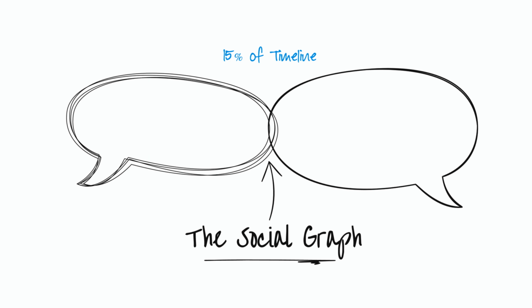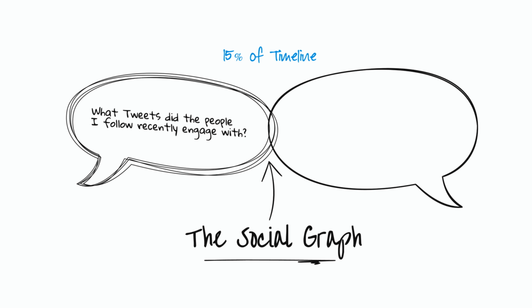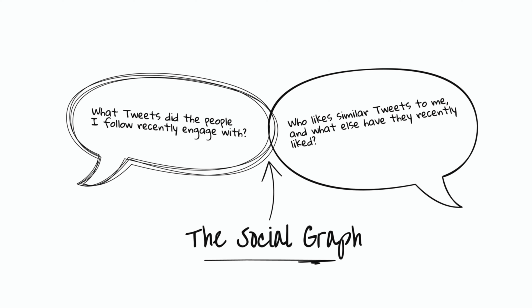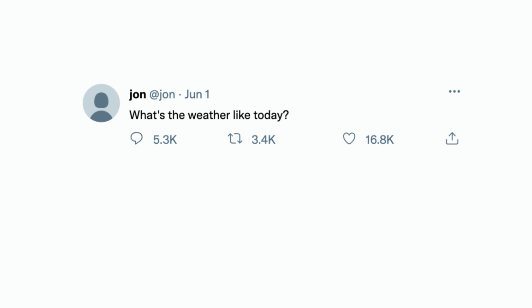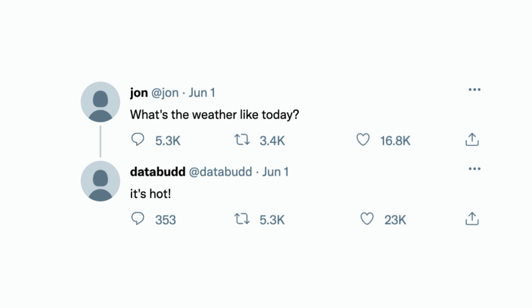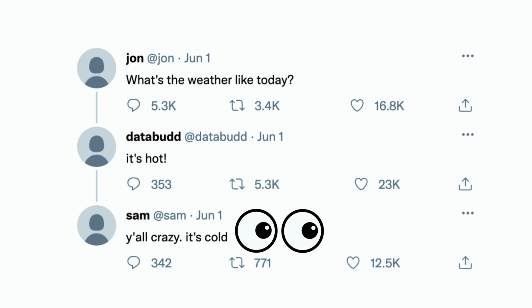The first way is through social graph. This represents 15% of your timeline. And this is where there are 2 questions being asked. The first question is, what tweets do the people I follow recently engage with? And the second question is, who likes similar tweets to me and what else have they liked? So if I reply to a tweet from John and John gets a reply from someone else, I will see that reply.